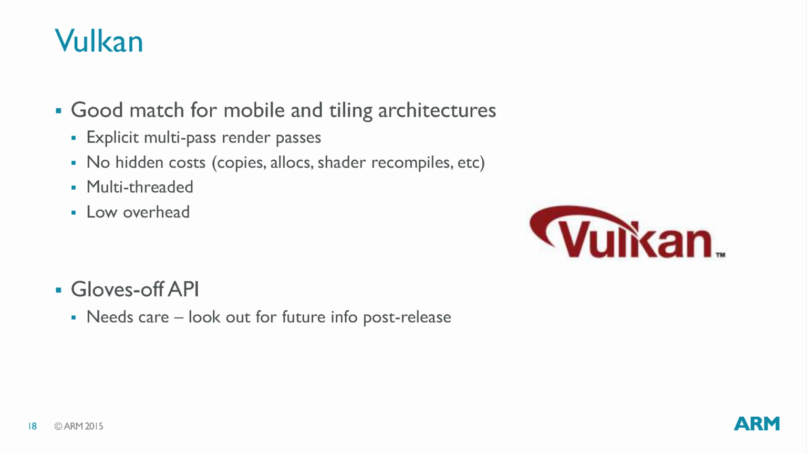So making these things explicit in the API should actually make it a lot simpler to develop for, although I should say that Vulkan is very much a gloves-off API. There is very little protection between you and shooting yourself in the foot, and so there will be more information on how to avoid removing limbs post-release.